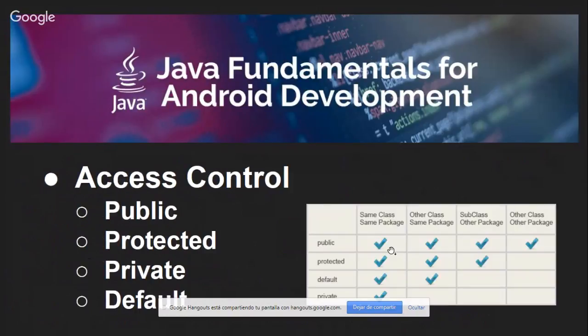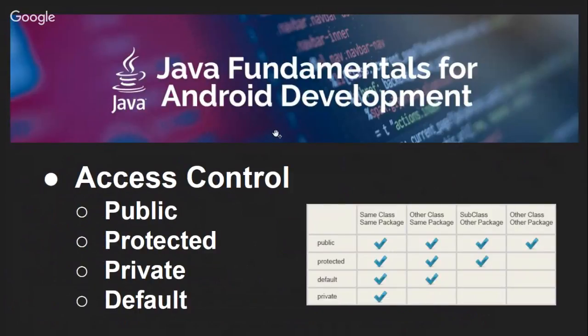So first, we are going to talk about access control. We can give certain access control to the variables and the methods, to the other classes' methods or in other packages. For that, we use public, protected, private, or default when we are declaring classes, methods, and fields. For example, public is shared between all the classes in the same package, other classes, and in other packages too.